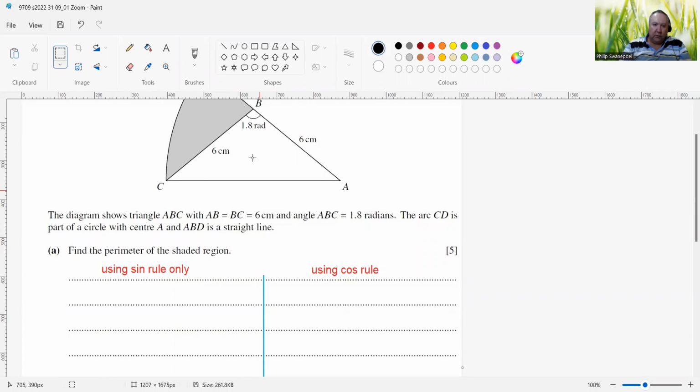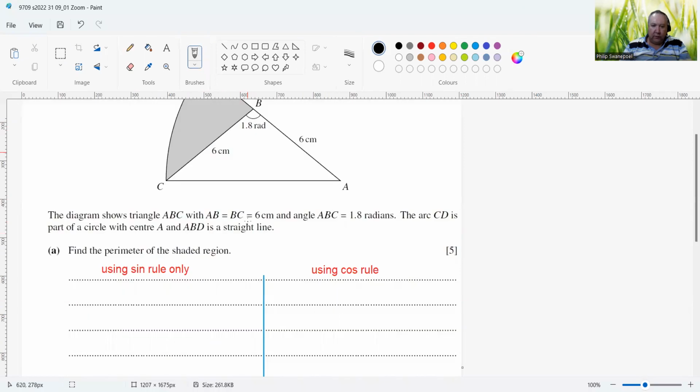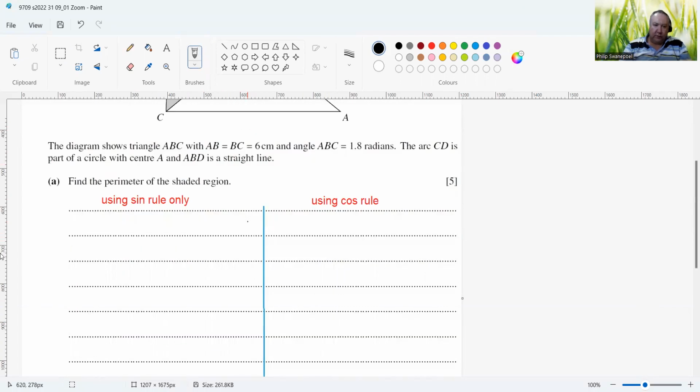The reason why the cos rule is probably the choice of calculation is because we've got two sides and an included angle, but we will go with the sin rule first because we need the angle A to calculate CD, so we're going to do that first.